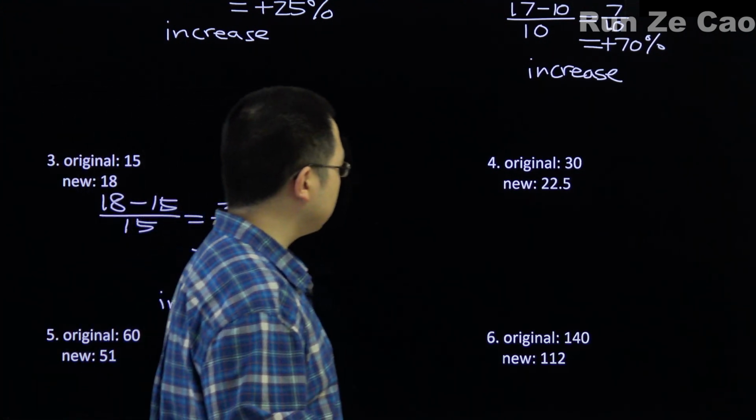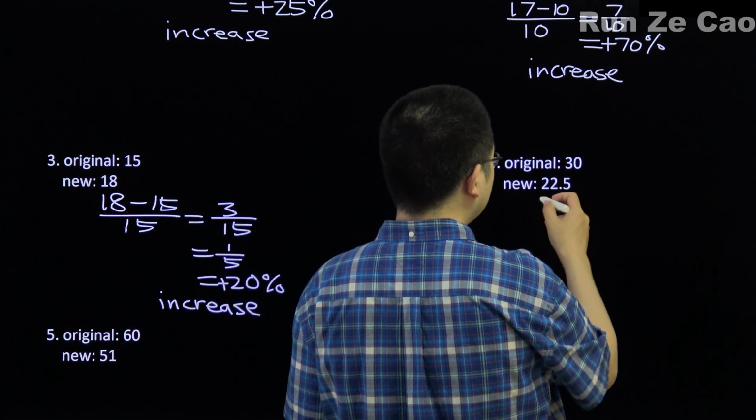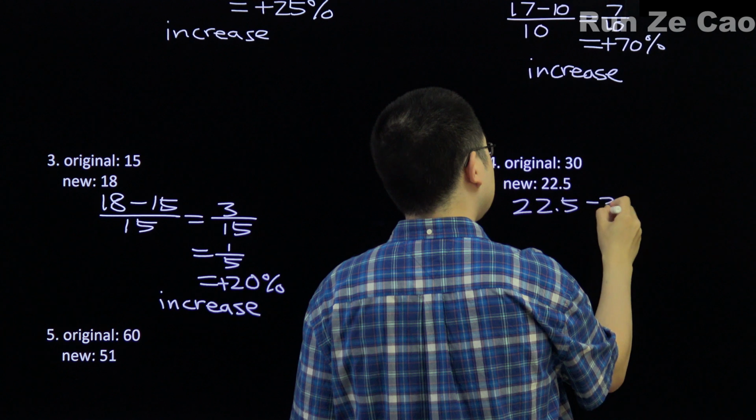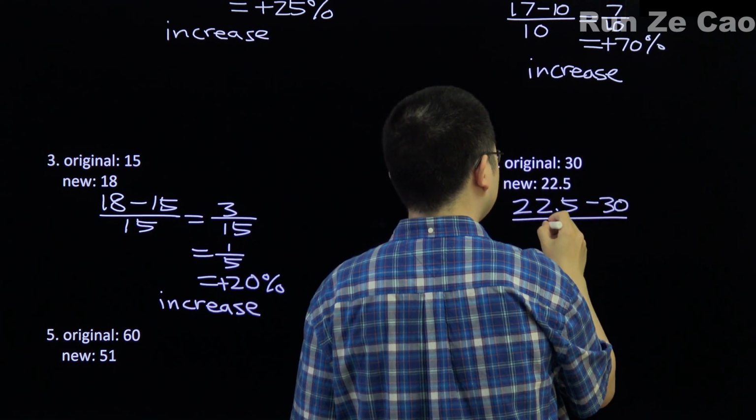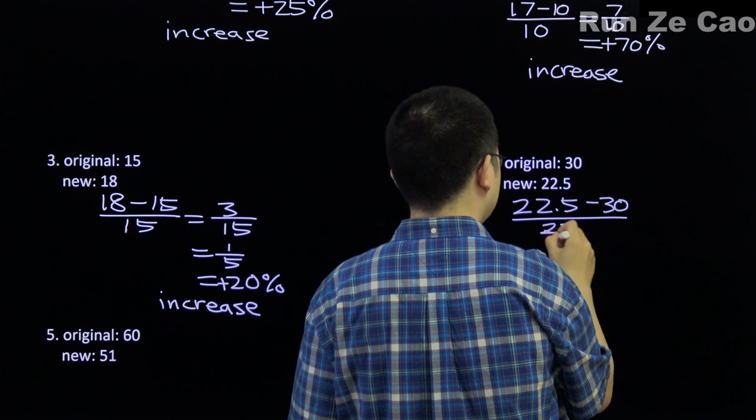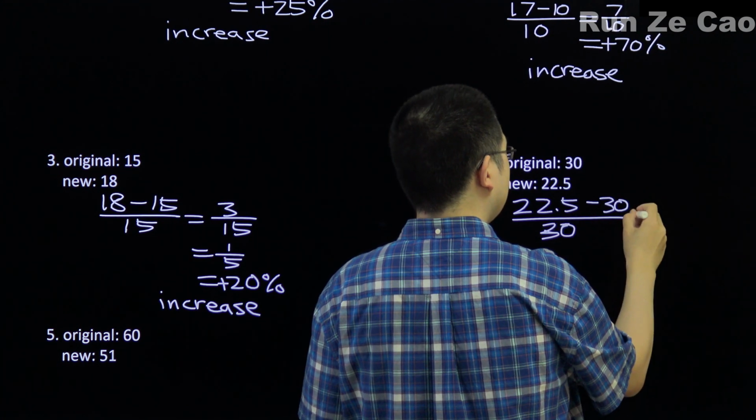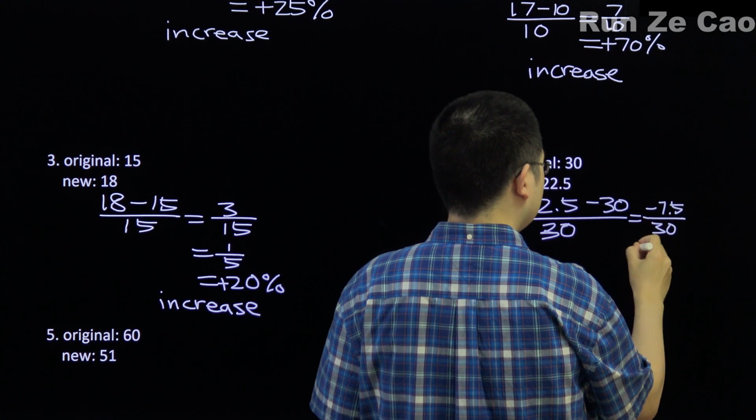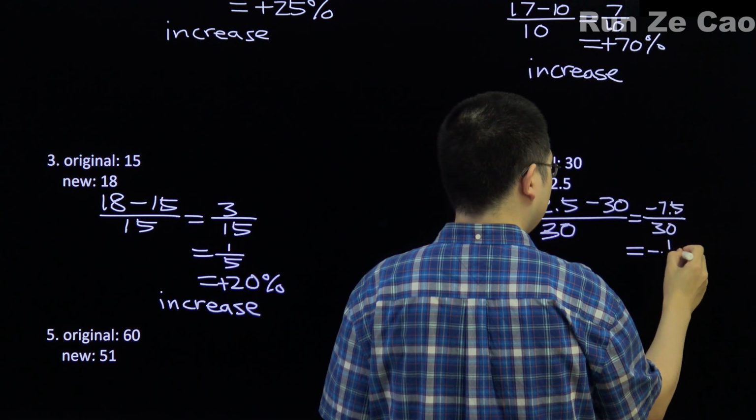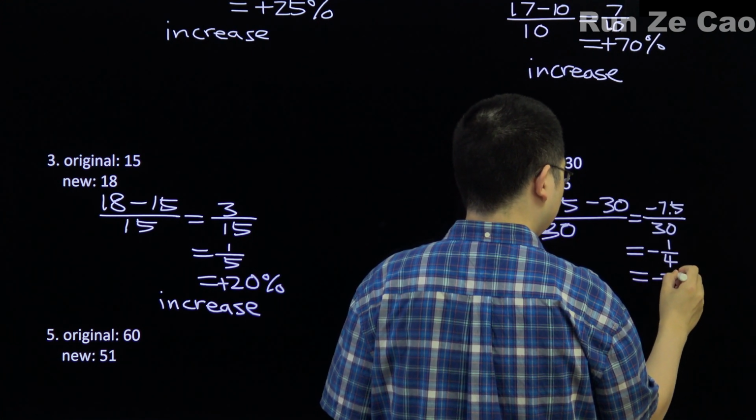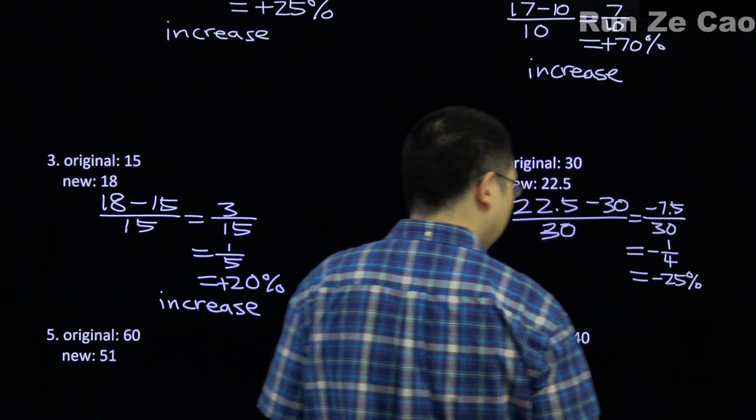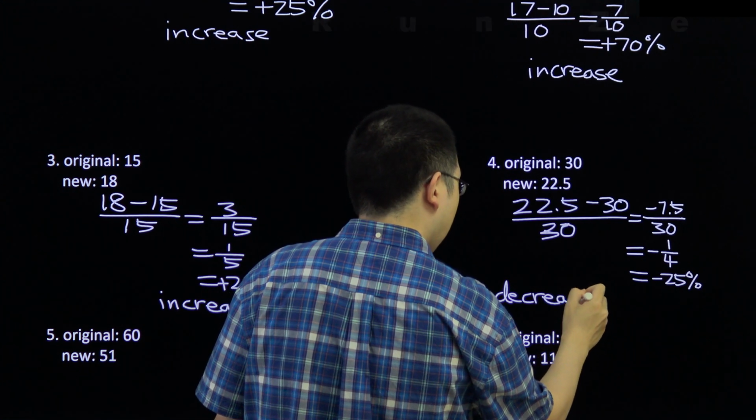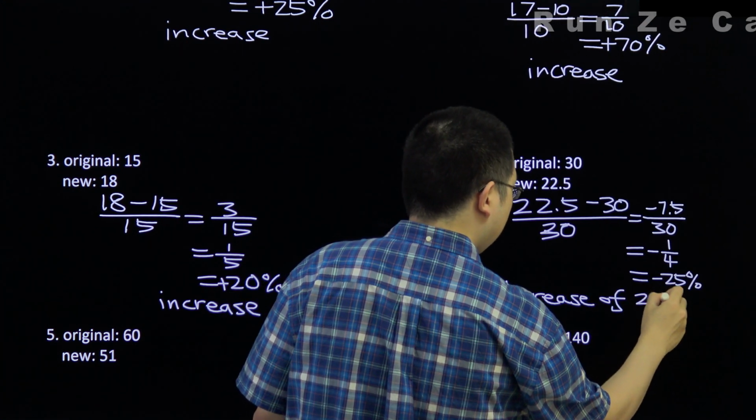Original 30, new 22.5. 22.5 is the new minus the old. So you end up with negative 7.5. And it's going to be negative 7.5 over 30. So negative 1/4, or negative 25%. Or you could state this as decrease of 25%.